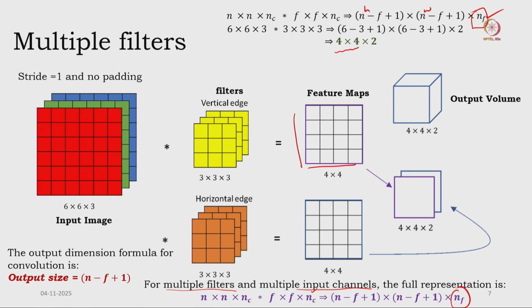Then what is this 2? This 2 is nf. What is nf? The number of filters that we have considered. How many filters have we considered? This is the first filter, this is the second filter. Therefore, the output size, or the feature map output volume, is 4 cross 4 into 2. We obtained it with this particular formula. I hope the small math behind RGB is clear to you.